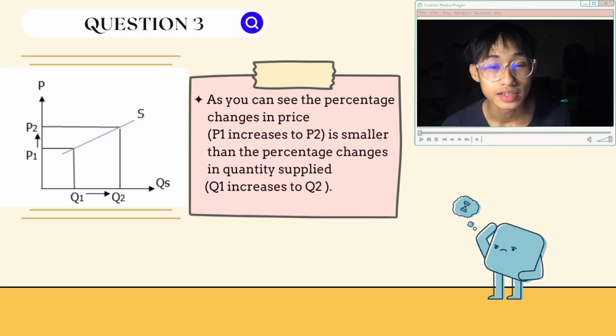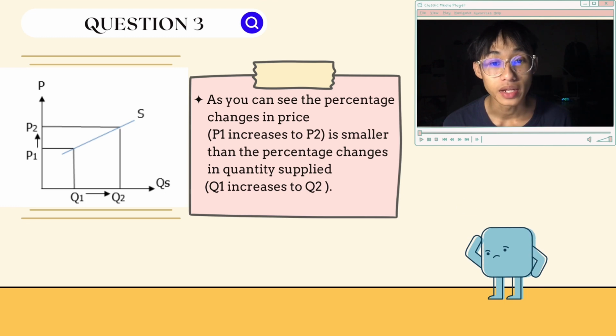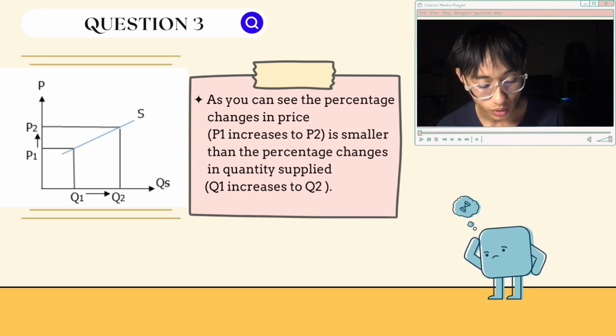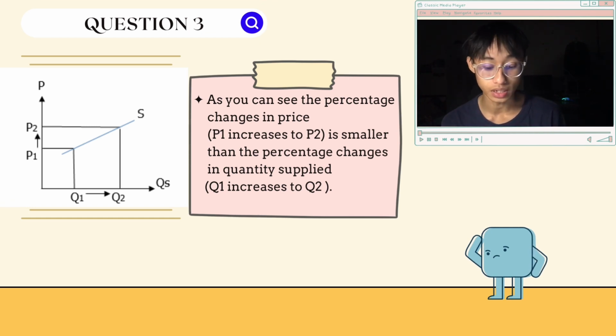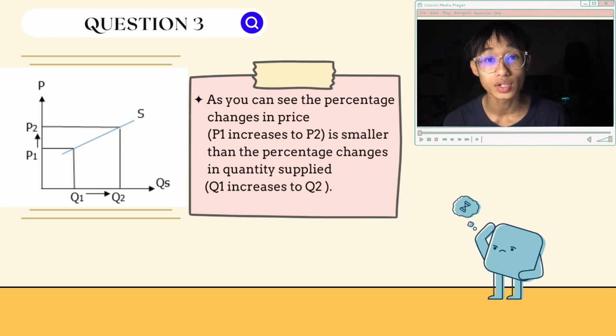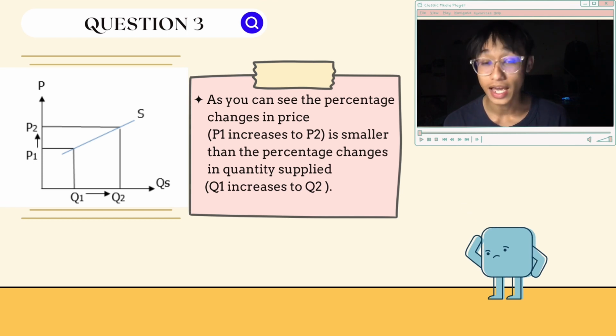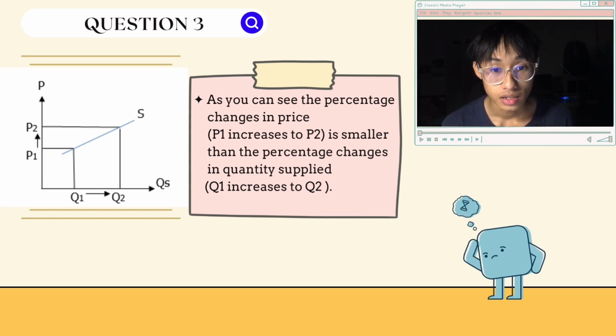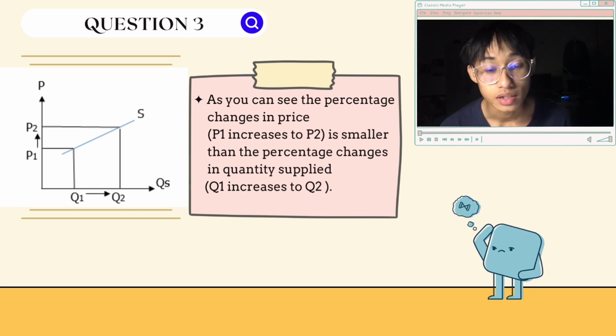Thank you to Syahir. Now I will explain the answers for question 3 and question 4. First, we will go for question 3. The question is, do you think the supply of electric vehicles is relatively elastic or relatively inelastic? Explain. On the slide, this is the graph answer for question 3.